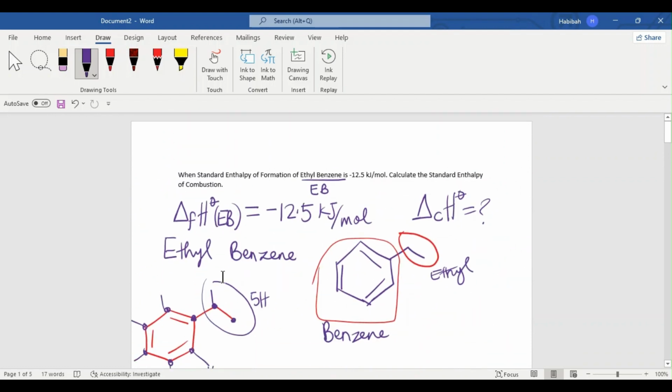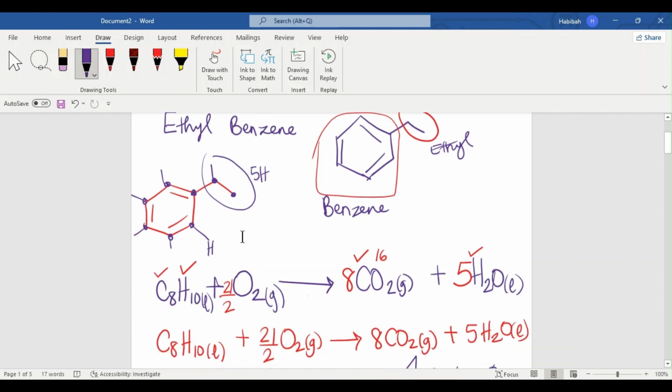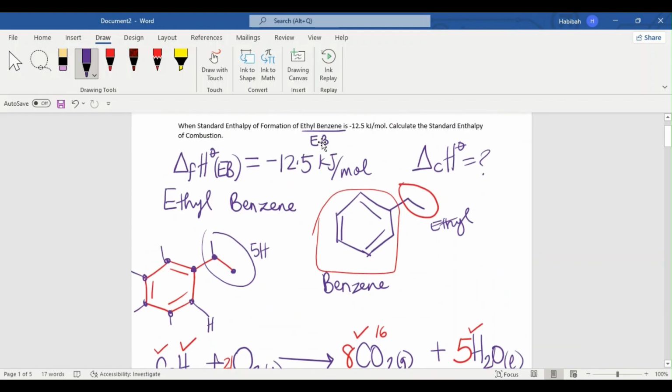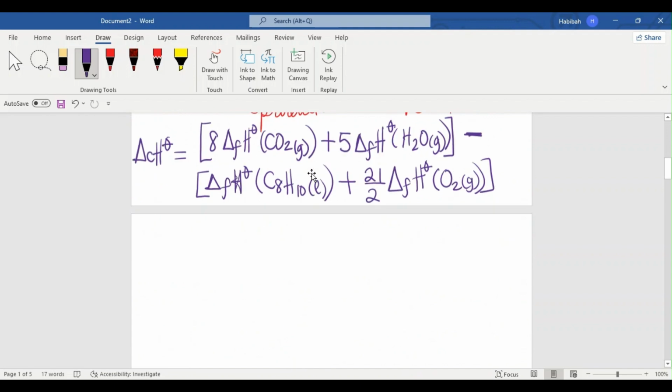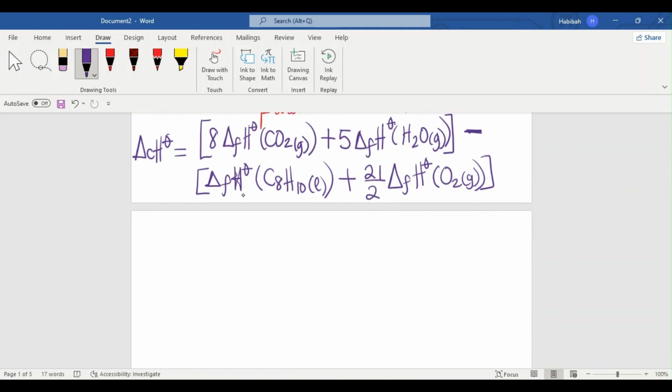So let's not forget that we've been given the standard enthalpy of formation for ethylbenzene. So this is the whole point. This is the reason why we have this. So let me rewrite the standard enthalpy of formation of ethylbenzene. So that would be that we had for EB here is the same thing as the standard enthalpy.